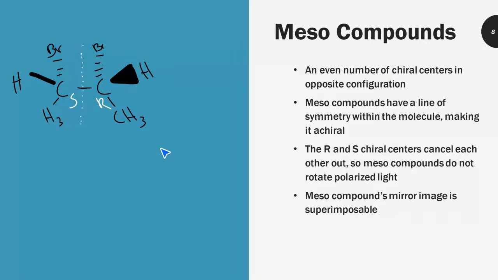Methyl group on the left. Yes, yeah. I don't know what happened here, but that's supposed to be a wedge and this is supposed to be a methyl group. My bad. But these are mirror images. You can fold them like a book. And the important part of this is that either side of the molecule will cancel each other out so they won't have optical activity.